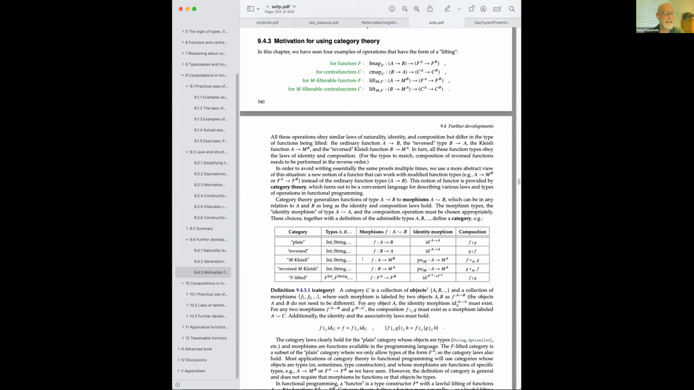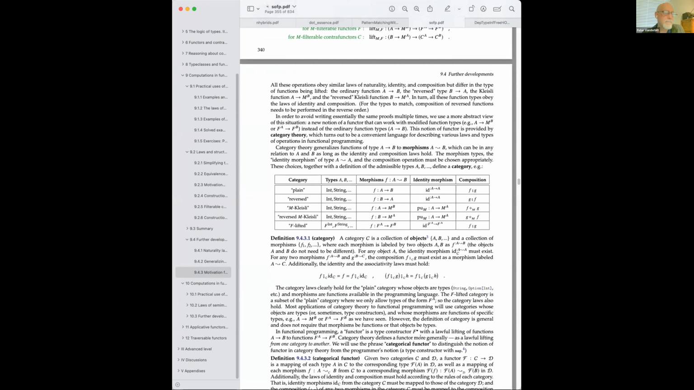Or you can have the Kleisli versions where you go from A to some functor M applied to B. It's actually probably a monad, that's why it's M. Or it can go the other direction, or you can have a category where the functions from object A to object B are from F of A to F of B. And then he shows that by combining different versions of these things, we can get a lot of the different laws, because the functors act like categorical functors between two different categories, like a plain category and a Kleisli category.